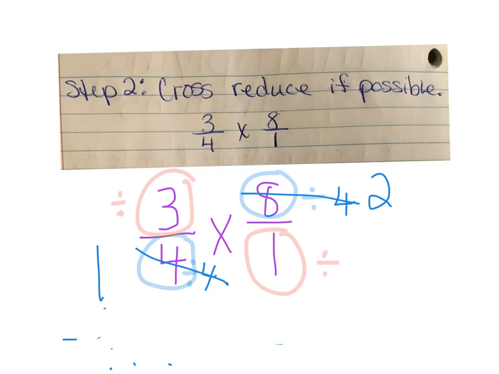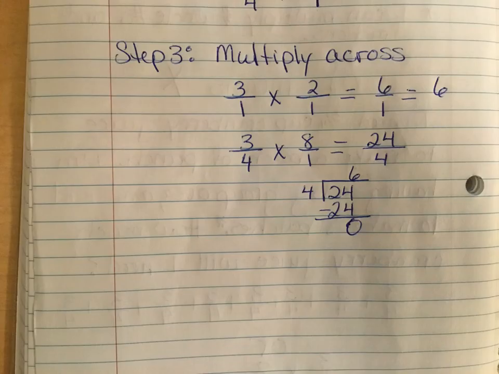And now I have a brand new problem. So I showed you both forms here. When I cross reduced, remember the 8 became 2 and the 4 became 1, so I just substituted those numbers in there. And then the last step of multiplying fractions is a simple one. It's just multiply across. It's like I shoot an arrow through the top and multiply those two and I get an answer, and I shoot an arrow through the bottom and multiply those two and I get an answer.